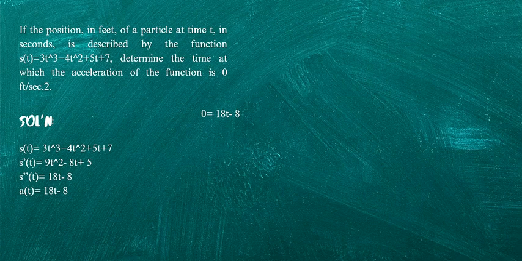So we have 0 equals 18t minus 8. Then transpose the negative 8 to the right side, where it becomes positive 8 equals 18t. Then divide both sides by 18 to cancel out 18. Then we have here our t equals 4 over 9 seconds. Therefore, the particle has an acceleration of 0 feet per second squared at time t equals 4 over 9 seconds.